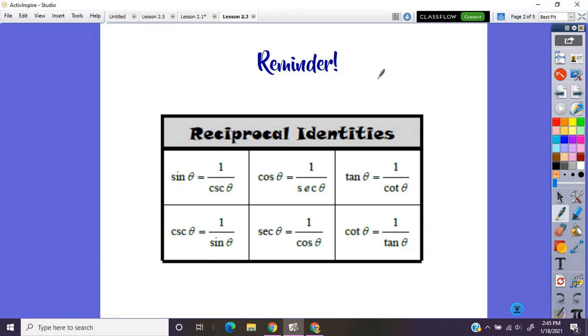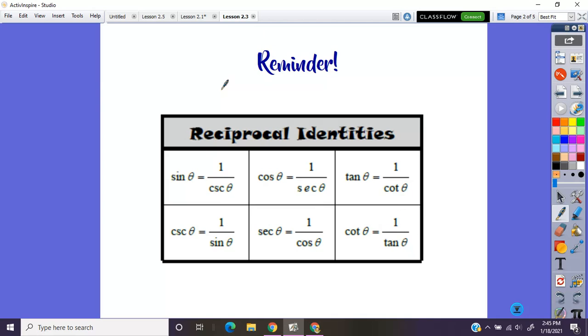So just a quick reminder, these should be on your note cards, and if not, pause the video now and write them down. It's really these bottom three that I'm focused on. Cosecant is the reciprocal of sine. Secant is the reciprocal of cosine, and cotangent is the reciprocal of tangent.